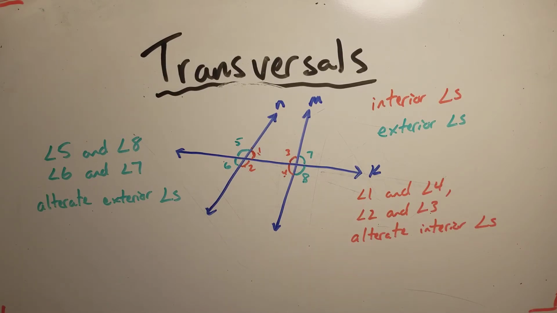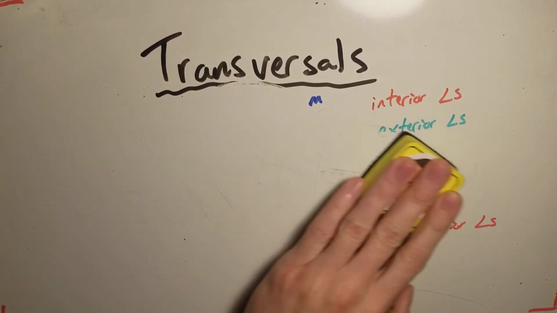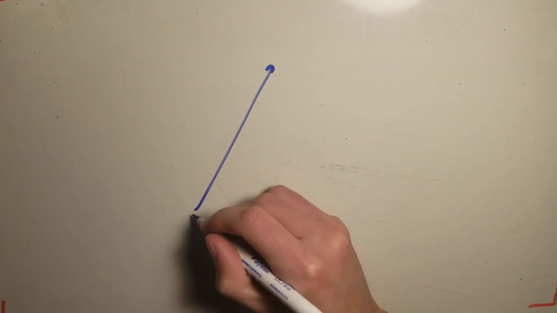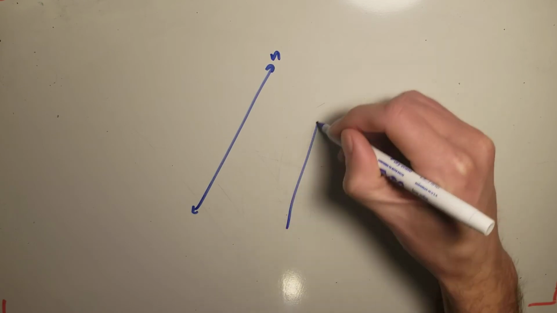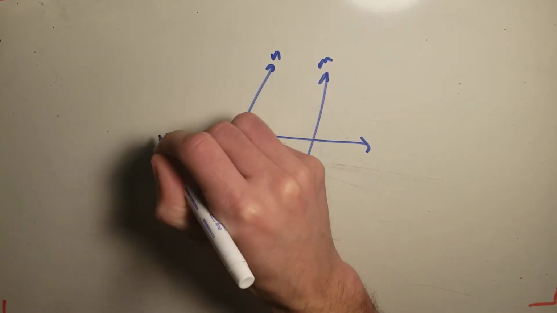Now there's also one other type of special pair, and we're moving on to slide 3 now. For this, we'll use the same two lines, N and M, and they'll still be intersected by the same transversal, K.